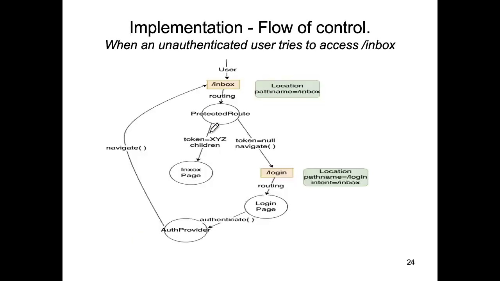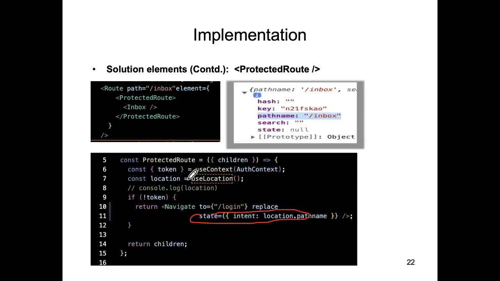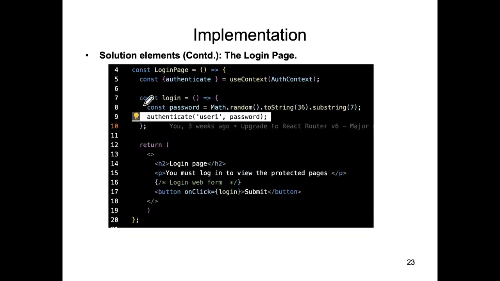Back to my diagram. We're back up here again. This component intercepts that yet again, but on this occasion, the token has a value in it. So it comes down here and the inbox page is mounted. Why is that? If I go back, the flow of execution falls through this component, and it returns children, and children in this case is inbox. So the inbox component is mounted, i.e. the inbox page displays.